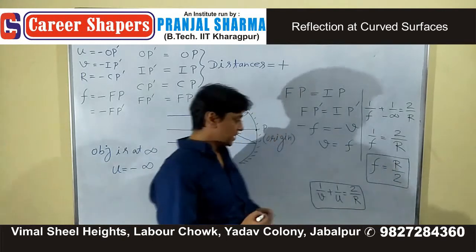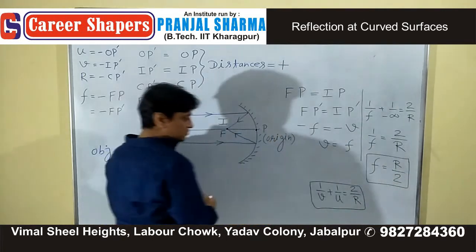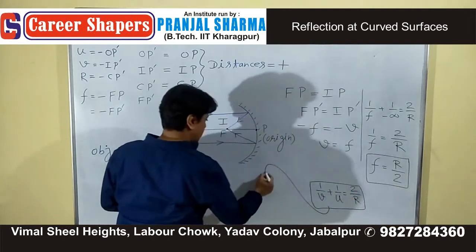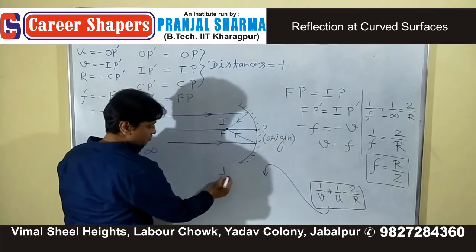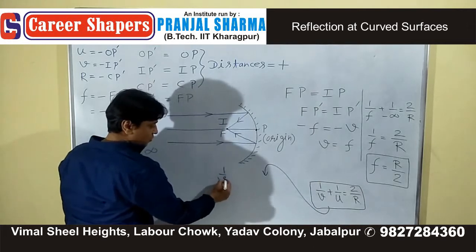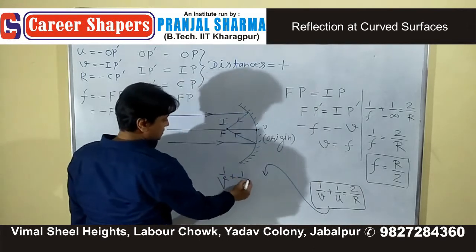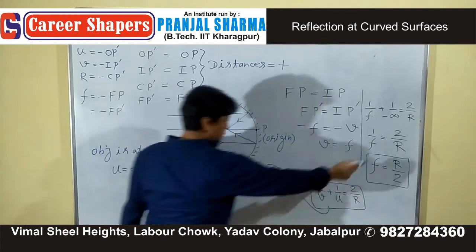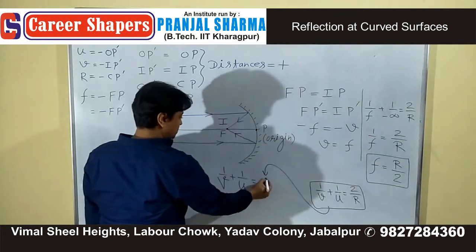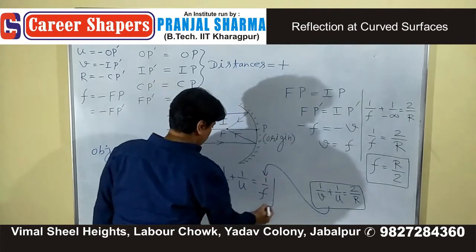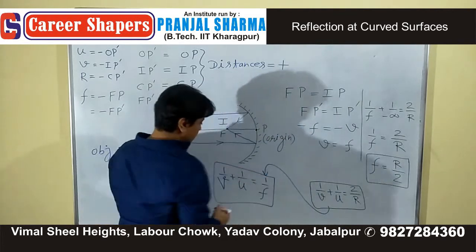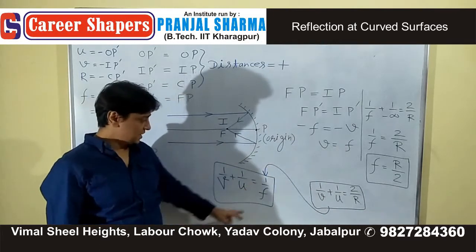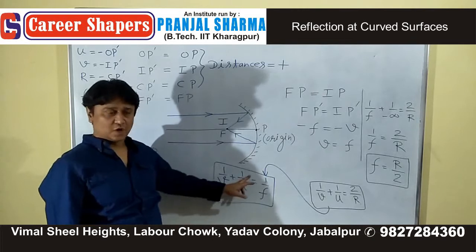The more important thing is, you can always replace this 2 upon R from now onwards in this form. 1 upon V plus 1 upon U is 2 upon R, which is 1 upon F. That's the relation which we are interested in. 1 upon F equals 1 upon V plus 1 upon U.